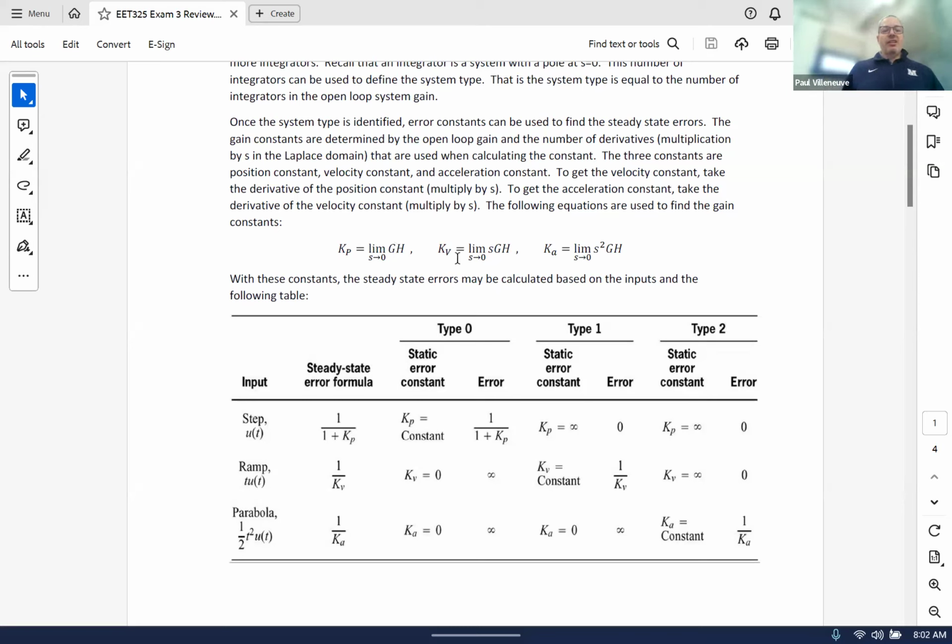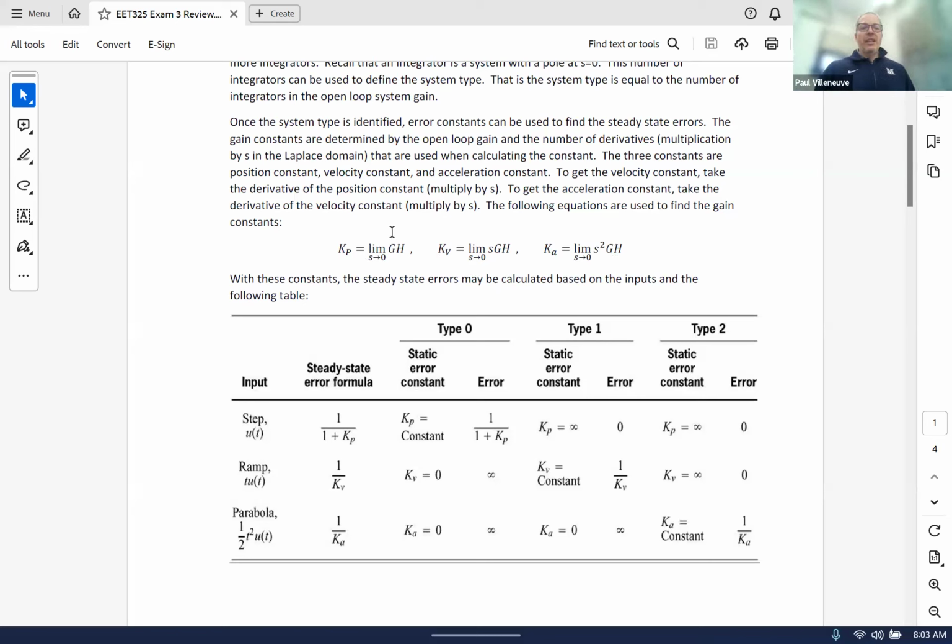Your velocity constant: if you take the derivative of position, you get velocity. So I just have to multiply Kp by s, and that takes the derivative of my position constant, and then I get velocity. So it's the exact same equation, except I multiply by s. And then to get my acceleration constant, I take the first derivative of velocity or the second derivative of position. So again, it's the same equation, but now I have to take the second derivative, which in the Laplace domain is to multiply by s squared.